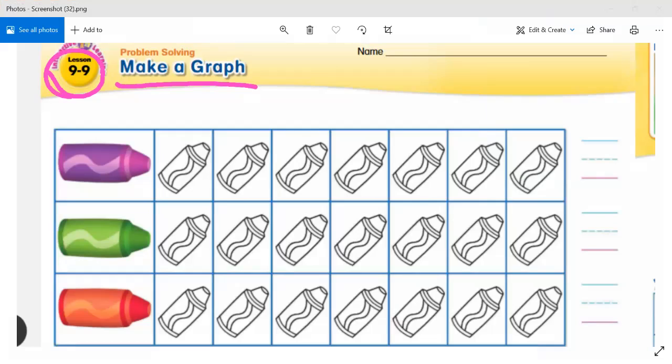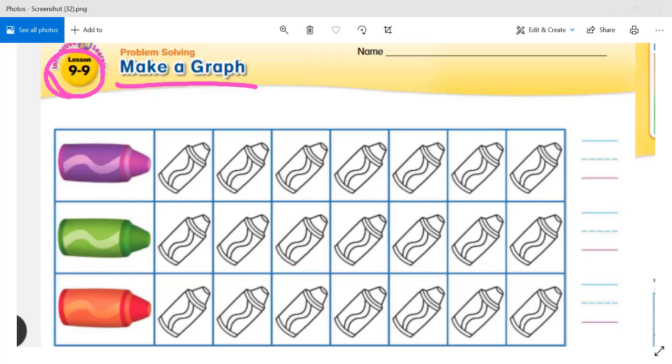Make a graph. You've learned about counting numbers to 10. Today, you will learn how to color in pictures to solve a word problem. This is a graph. A graph is a special kind of drawing that shows the number of things that are counted. We're going to color in this graph.